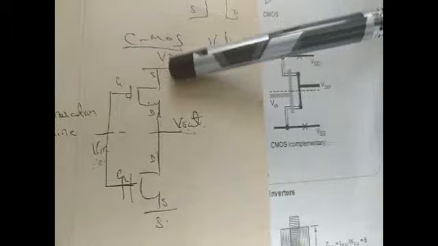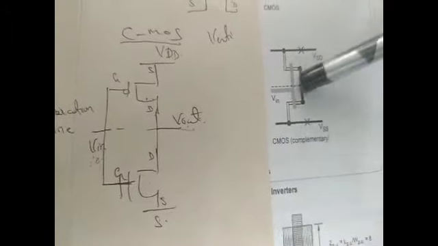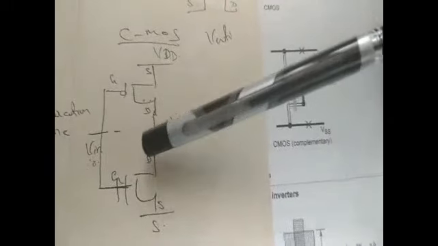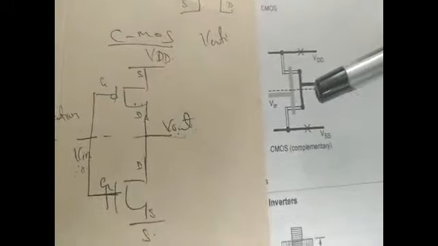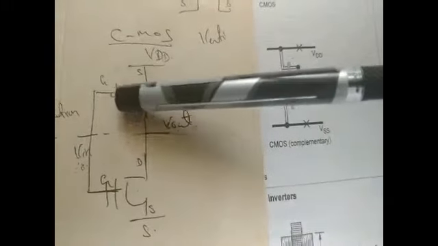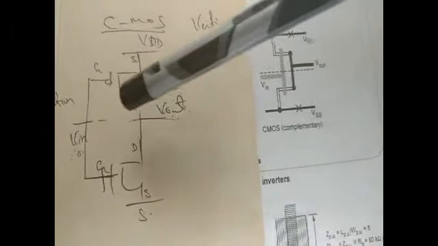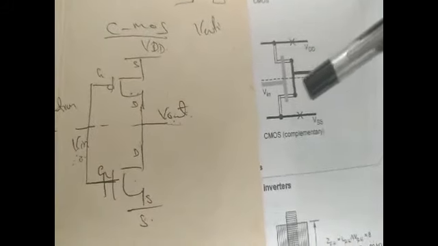Just see the schematic of a CMOS inverter and the stick diagram for the CMOS inverter. See here, there is no resemblance between this schematic diagram and this stick diagram. Why? Because here the gate region is placed horizontally and here the gate region is placed vertically. Though the operation is the same, there is no resemblance between this schematic and this stick diagram. So here the difference is between the horizontal and the vertical schematic.